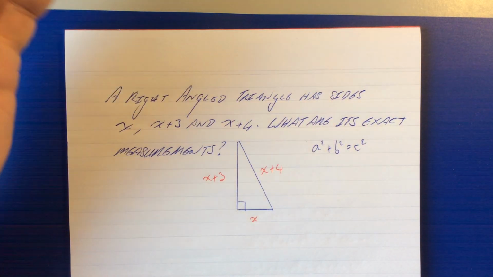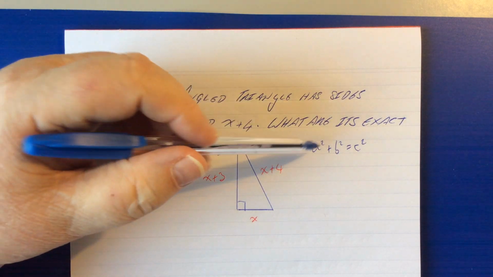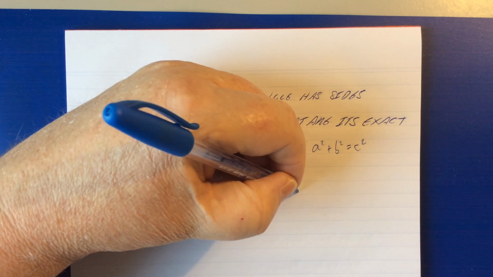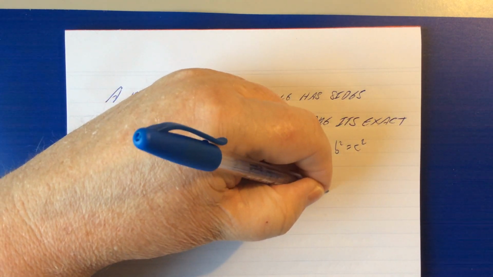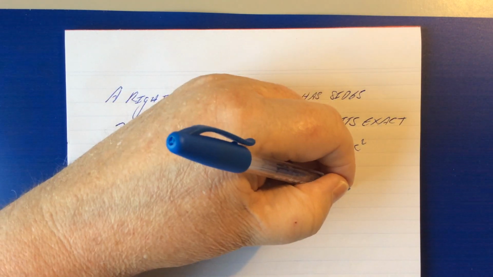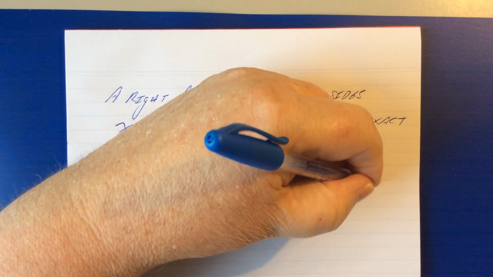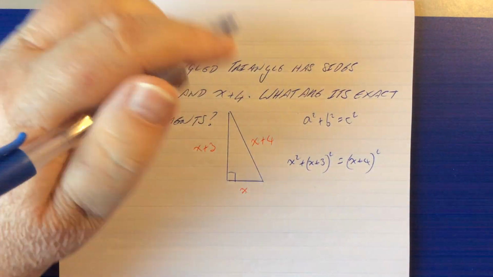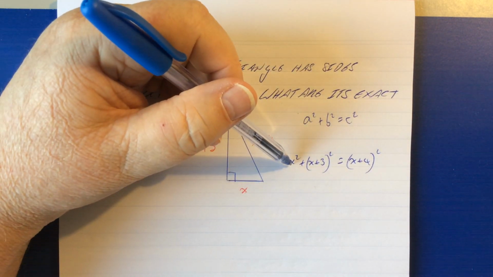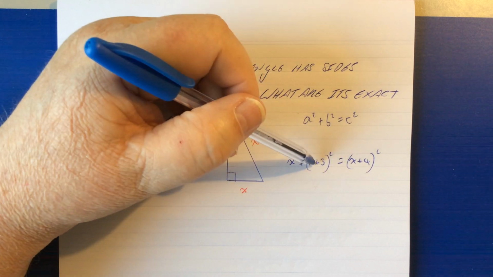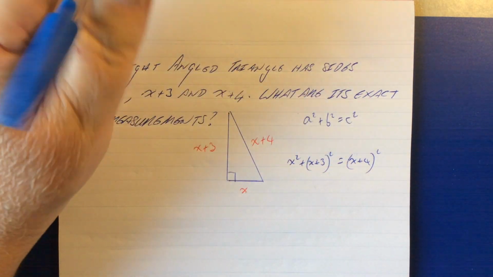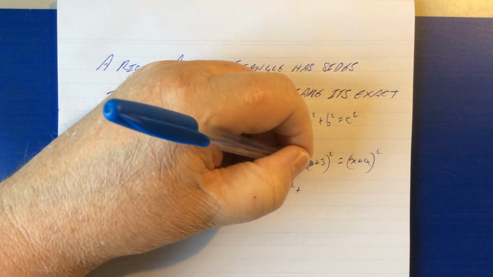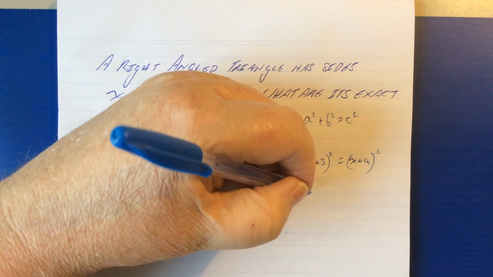Okay, so what do we do? Well, we do what this says. A squared plus b squared equals c squared. x squared plus (x plus 3) all squared equals (x plus 4) all squared. Now we have a little bit of work to do here, but let's not shy away from that. We'll expand both of these perfect squares. They are perfect squares, and if you don't understand what is going on, please have a look in the playlist at how you expand perfect squares.